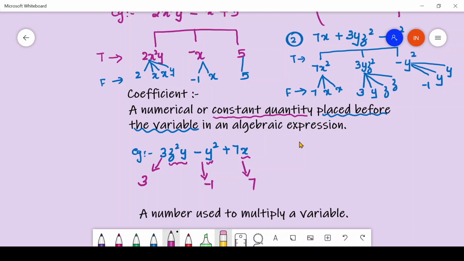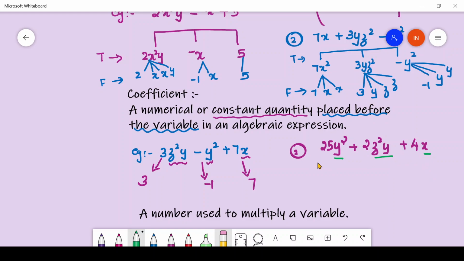Let us see one more example. 25y square plus 2z square y plus 4x. Let us see what are the variables in this first. The variable of the first term is y square, the second term is z square y, and the third term is x.